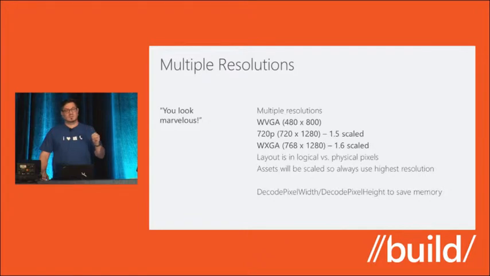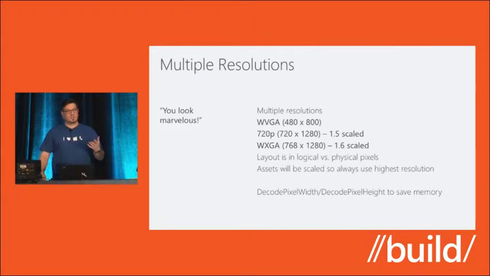Devices are described in terms of their physical pixels, but we've kept it very simple, and you still do all your layout just in a logical space of 480 by 800. We take care of downscaling and upscaling your images and your assets and the fonts to make sure everything looks clear and crisp. One thing you do have to think about, though, is the resolution of your actual images.